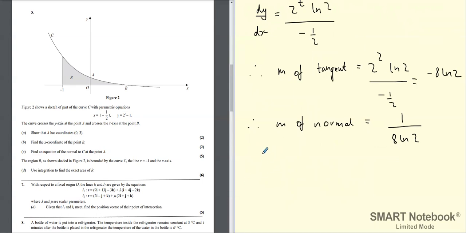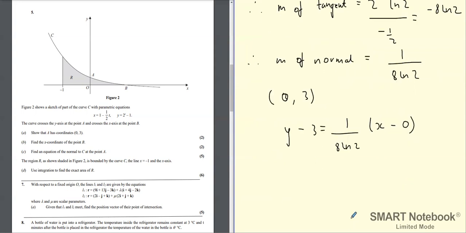So now we have the gradient of the normal. We know that it passes through 0, 3. We can use the equation for a line, y minus 3 equals m, which was 1 over 8 ln 2, times x minus 0. And we can leave it like that because the question hasn't asked us to leave it in any particular form. So that's part C done.